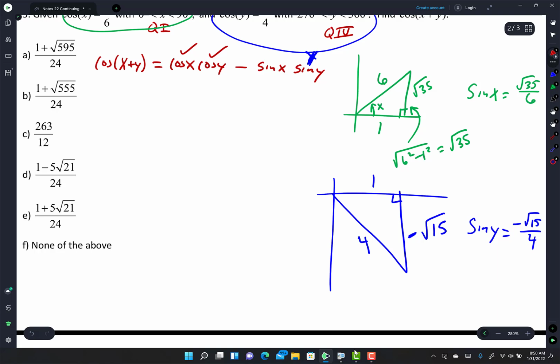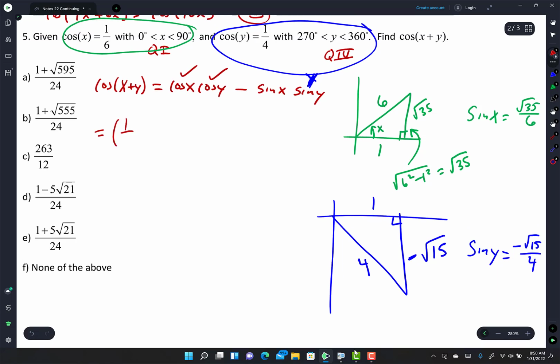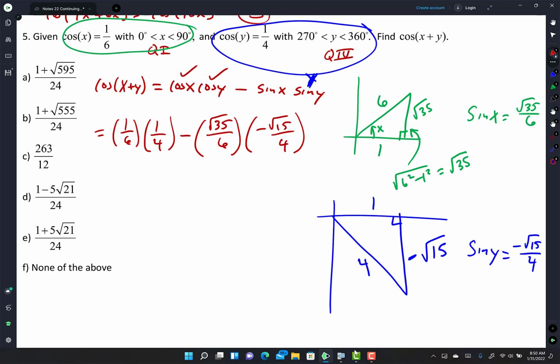So you can see, I'm going to go back to red. Cosine x, they give it to me, 1/6. Cosine y, they give me that one also, 1/4. Minus sine x, square root of 35 over 6, times sine y, negative square root of 15 over 4. Is everyone okay so far? All right. 1 times 1 is 1, so 1 over 24. Negative times a negative is a positive, so I'm going to change that to a plus.